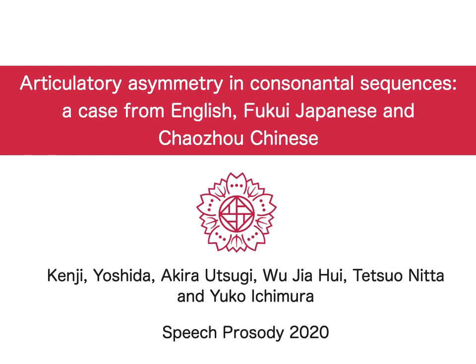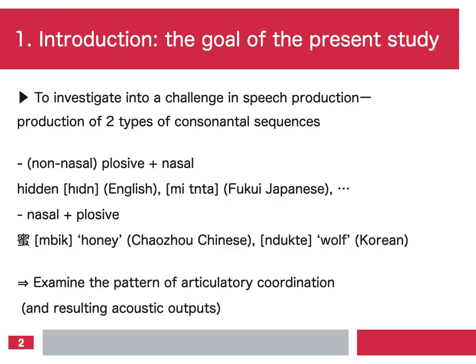My name is Kenji Yoshida, and the title of our paper is Articulatory Asymmetry in Consonantal Sequences, a case from English, Fukui Japanese and Chaozhou Chinese. The goal is to investigate a challenge in speech production. Here, production of two types of consonantal sequences.